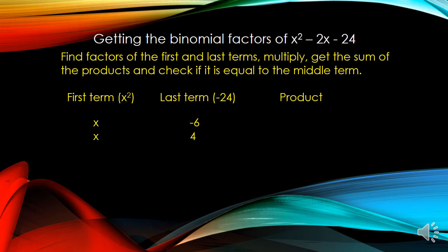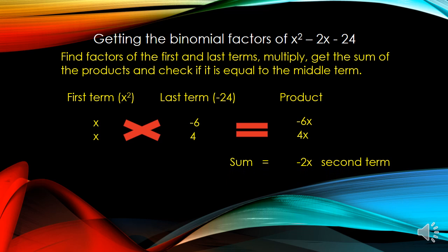Then get the product of these factors. So multiply x and negative 6. We get negative 6x. Multiply x and 4, we get 4x. Sum negative 6x and 4x. The answer is negative 2x, which is exactly the second term or middle term. Therefore, the factors of x squared minus 2x minus 24 are x minus 6 and x plus 4.